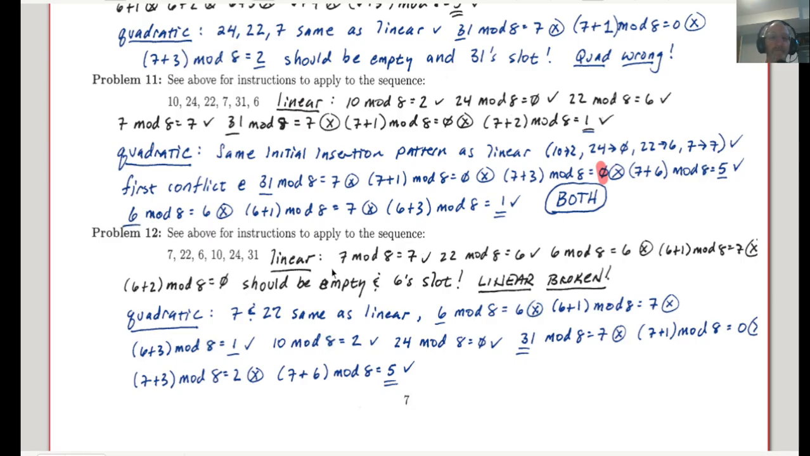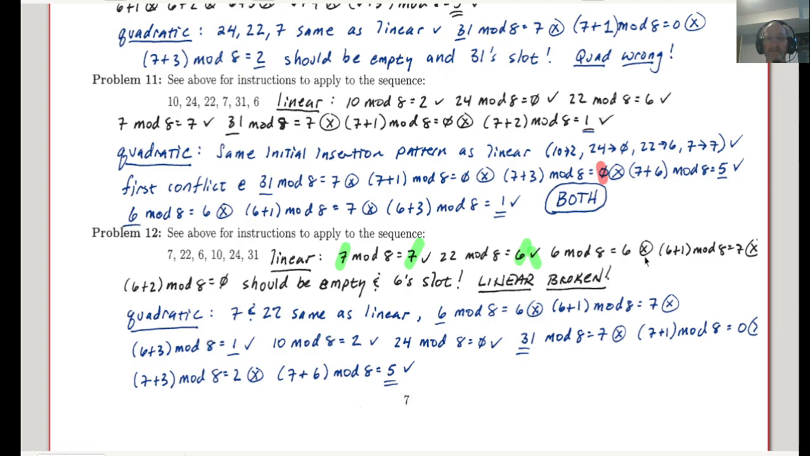7 mod 8 is 7. Here we go. So 7 goes into slot 7. 22 mod 8 is, yes, 6. So 22 goes into 6. That one's okay for the table up above. That's what these little check marks mean.